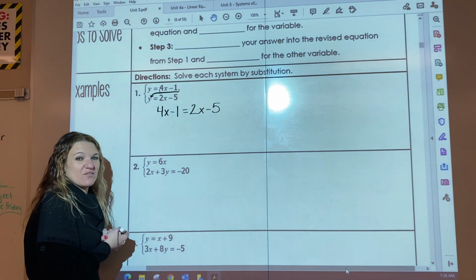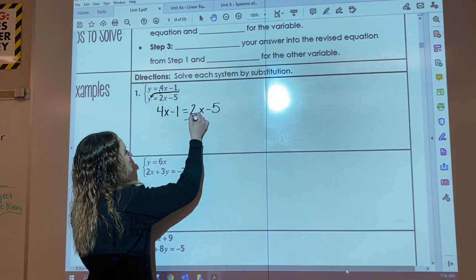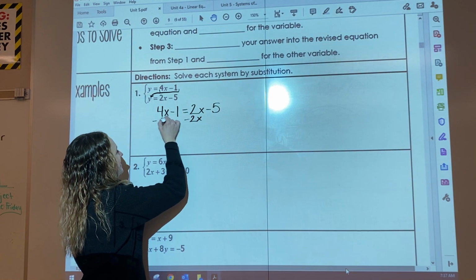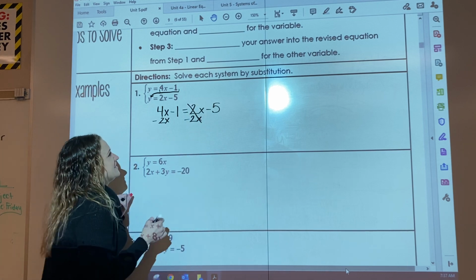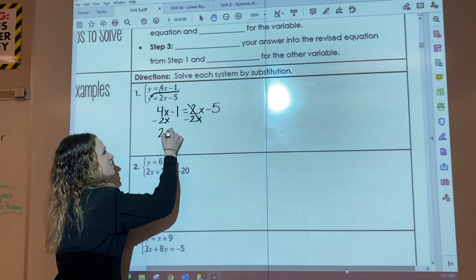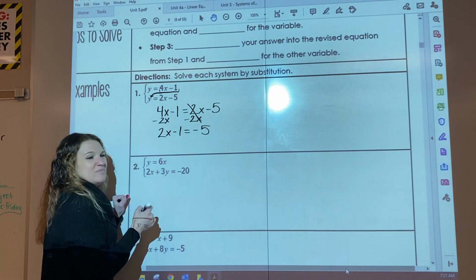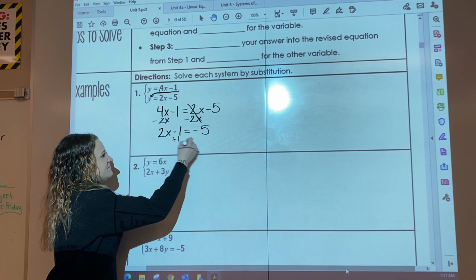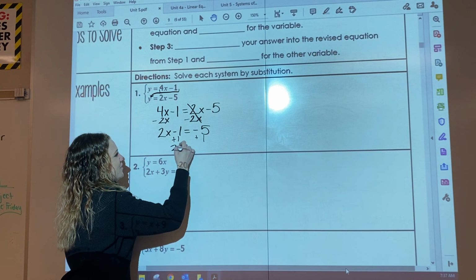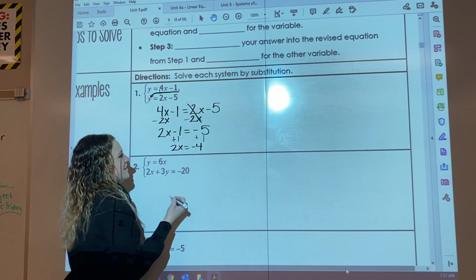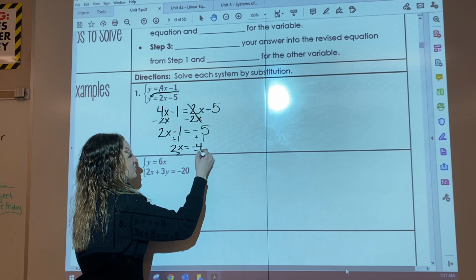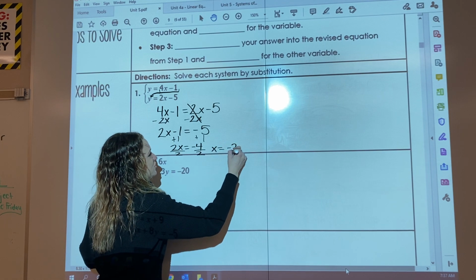All right, now we have to solve for x. So I'm going to subtract 2x on both sides. Drop that down. 4 minus 2 gives me 2x. I'm going to bring everything else I have down. Next, I'm going to get rid of this 1. So now 2x equals negative 4. When I divide by 2 on both sides, x is going to equal negative 2.